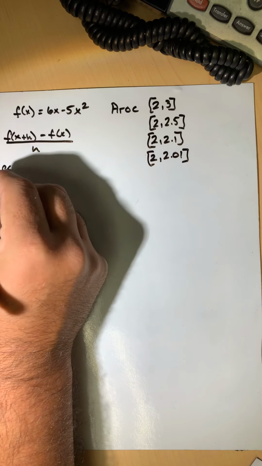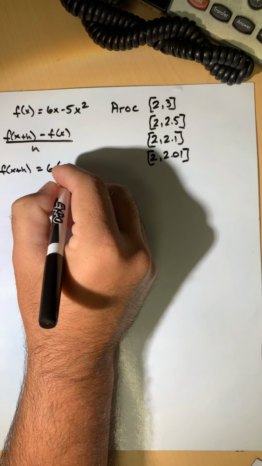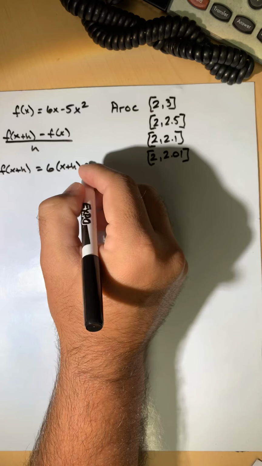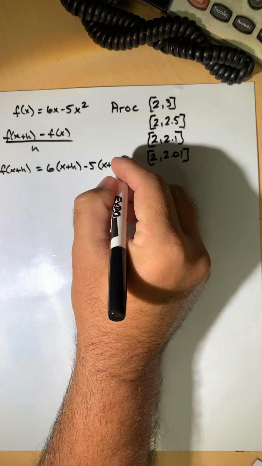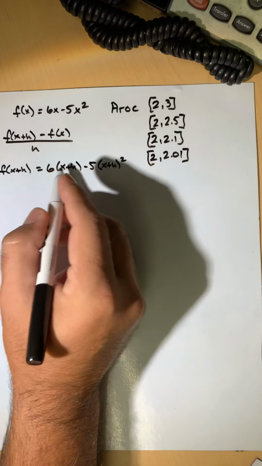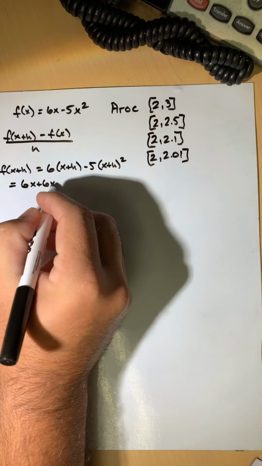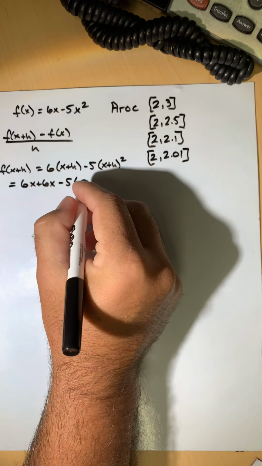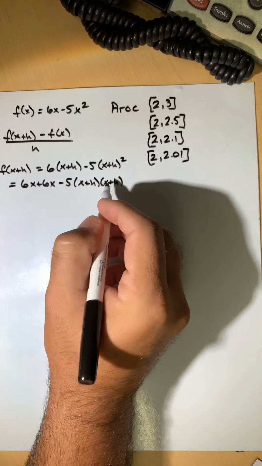So we're going to go f of x plus h is equal to 6 times x plus h, right? Because we're just going to plug in x plus h right there, minus 5 times x plus h quantity squared. So we have to simplify this out. So what does it turn into? What do we have? 6x plus 6h minus 5 times this squared. So that's x plus h times x plus h. So we're going to have to expand that.